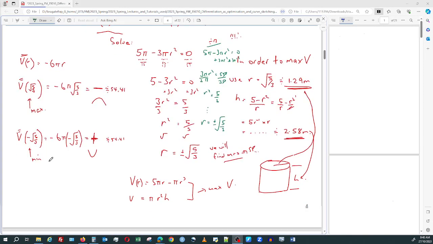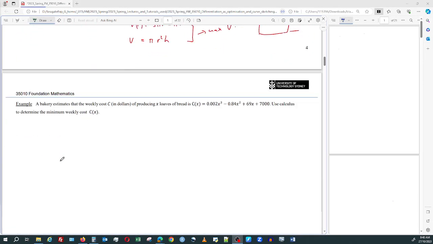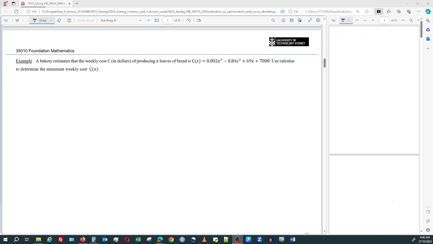Welcome back. So we'll just continue on with our particular examples that we've got going here. The bakery estimates that the weekly cost in dollars of producing x loaves will be C(x) given by this cubic. Use calculator to determine the minimum cost. So this time we're using calculus not to determine a maximum, but a minimum. So we need to take this and assign the derivative.